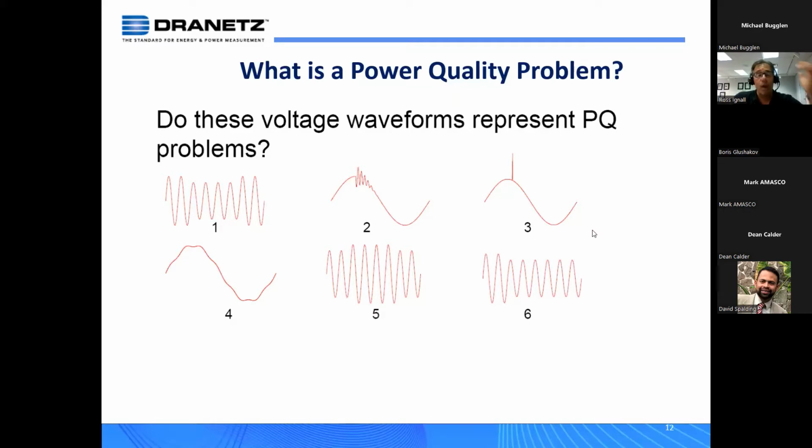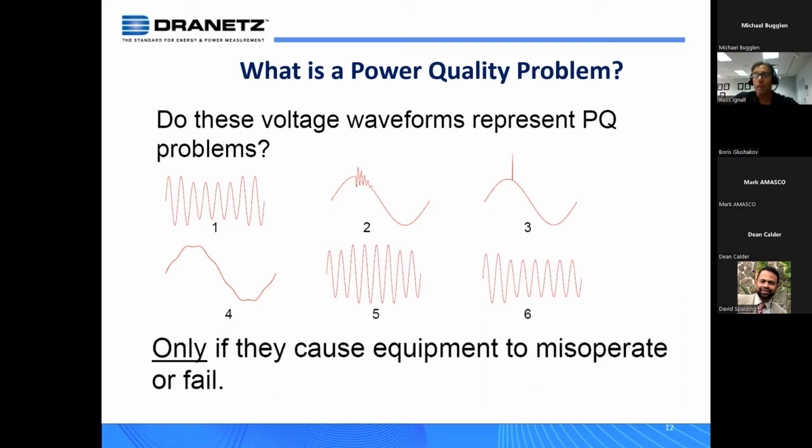Really, it's not that these problems occurred, but do they affect your systems? That's the most important thing to understand. Our meters will capture this, but do you have susceptibility? It's a PQ problem only if they cause your equipment to misoperate or fail. That's the important thing.